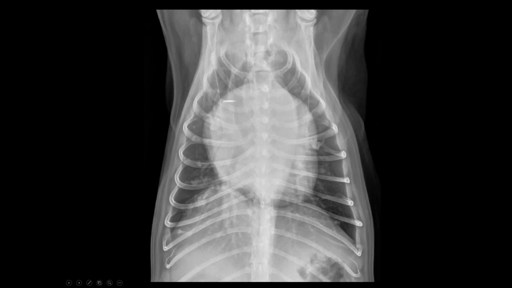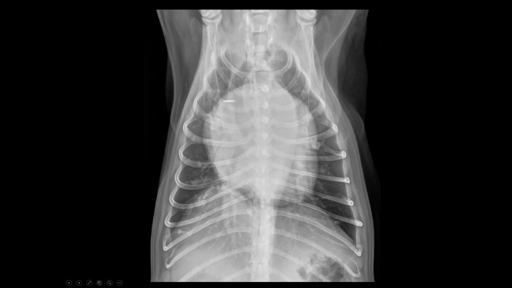Here's a VD view. And again, big right heart enlargement right in here. Okay. And again, here's the trachea coming down. Normally the trachea goes off to the right side of midline in a normal dog, which this dog's doing. And then here's the mainstem bronchus that's going over to feed the right lung. And here's the other bronchus, which you really can't see as well, coming over here to feed the left lung.